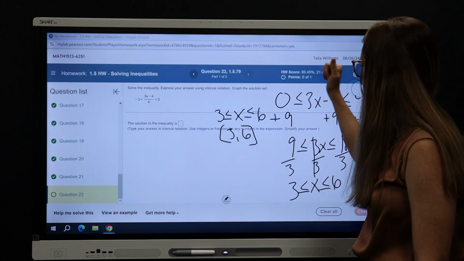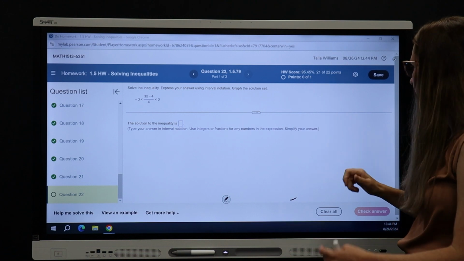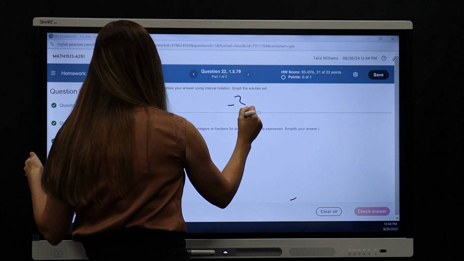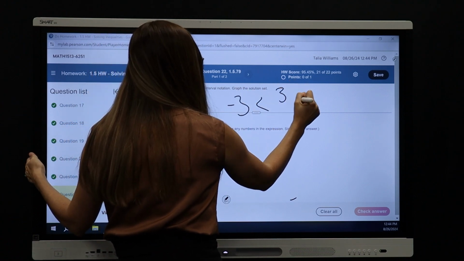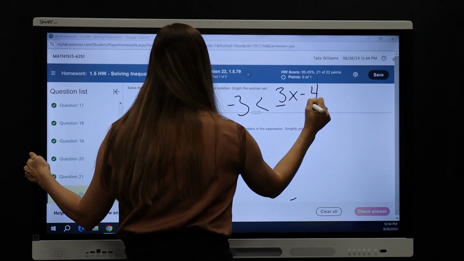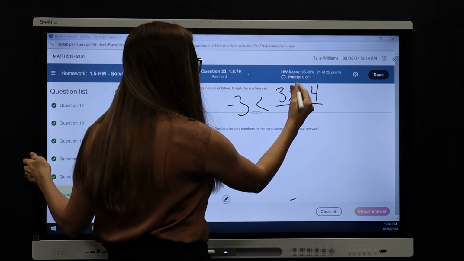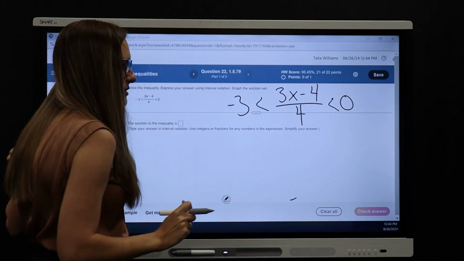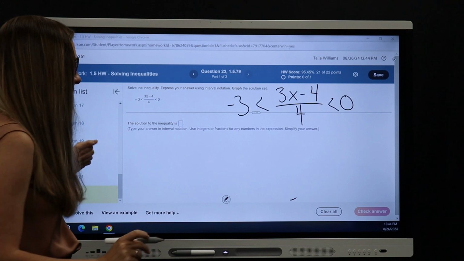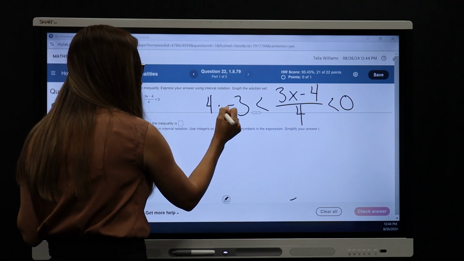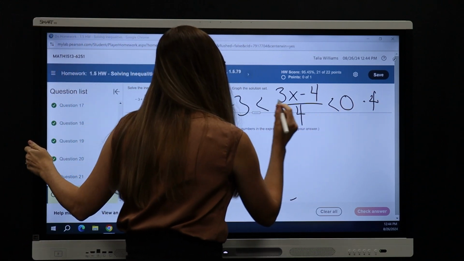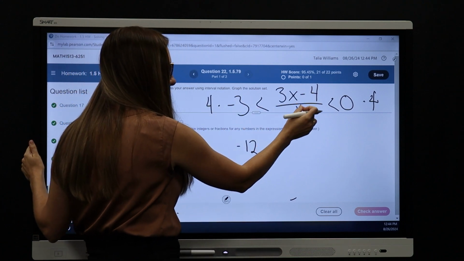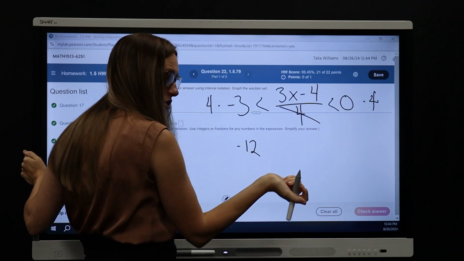Okay, last problem. -3 is less than 3x subtract 4 all over 4, that's divided by 4, because the first thing we're going to do is move this 4. So the opposite of division is multiplication. So we're going to multiply by 4 on both sides. So -4 times 3 is -12. When I do 4 times this, it changes to 1.